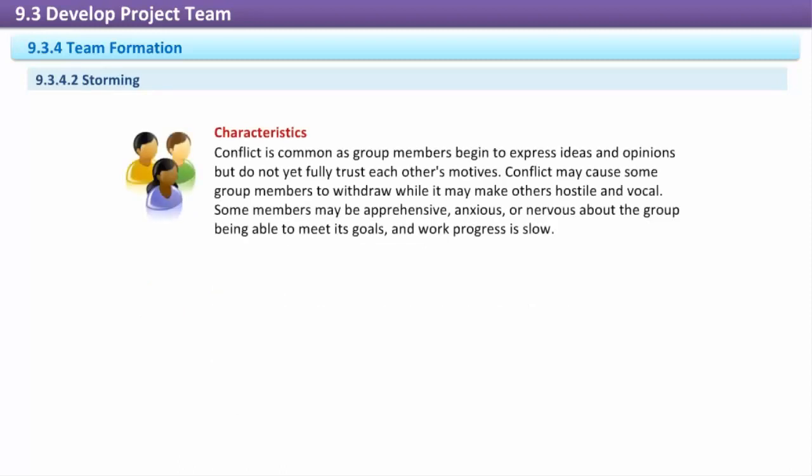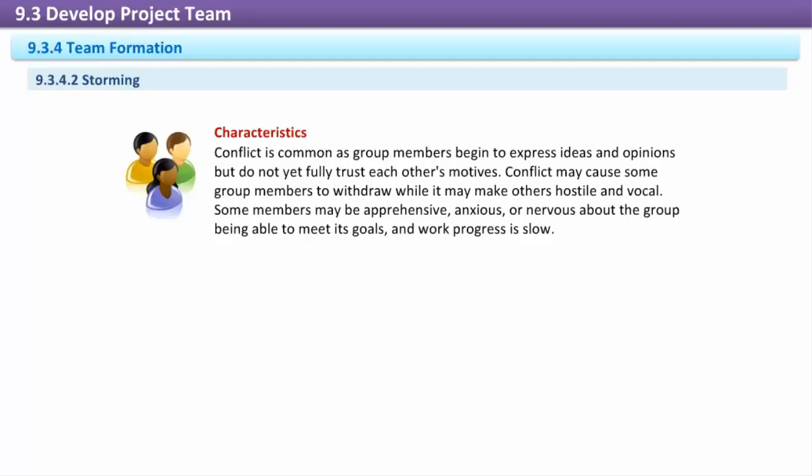Storming. Characteristics. Conflict is common as group members begin to express ideas and opinions but do not yet fully trust each other's motives. Conflict may cause some group members to withdraw while it may make others hostile and vocal.